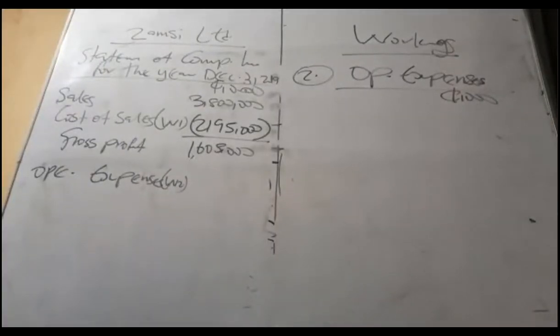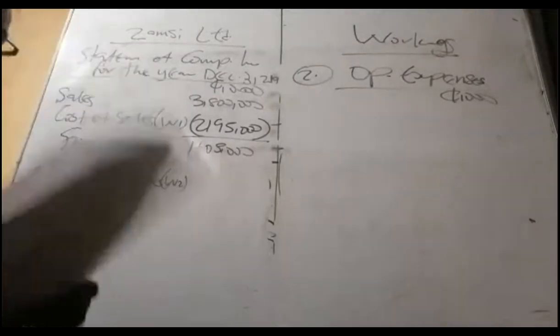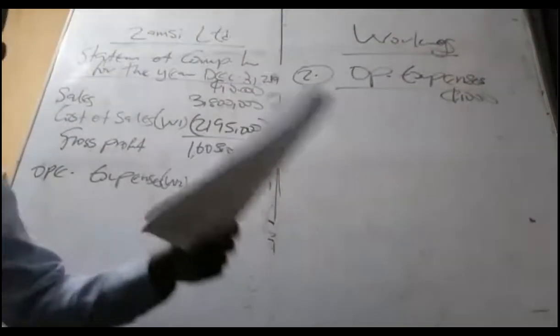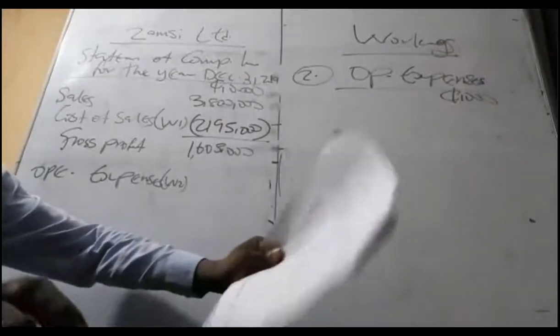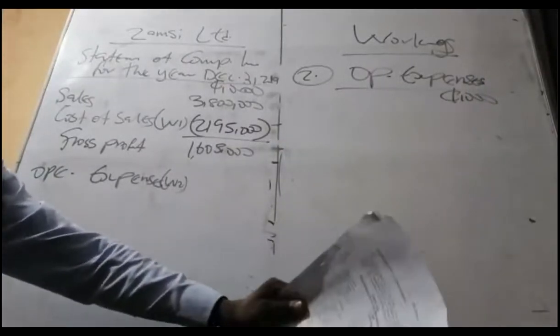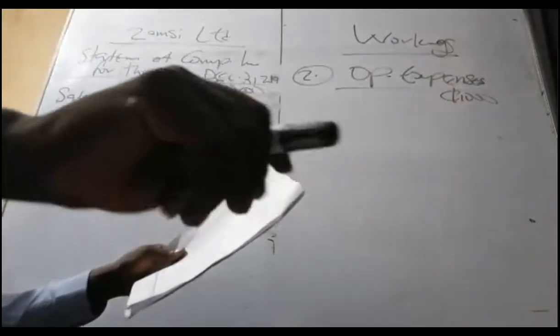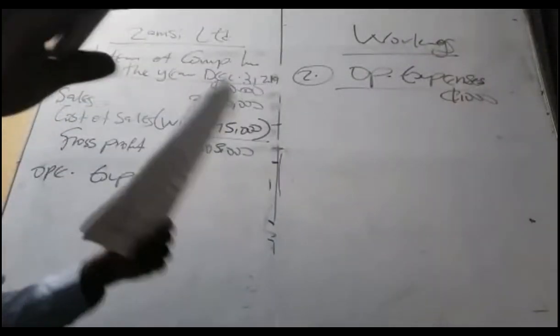Now, when you write operating expenses, kindly pick the question like this. Hold it with your left hand, or the one you don't use to write, and hold the pen with the right, the one that you use to write.